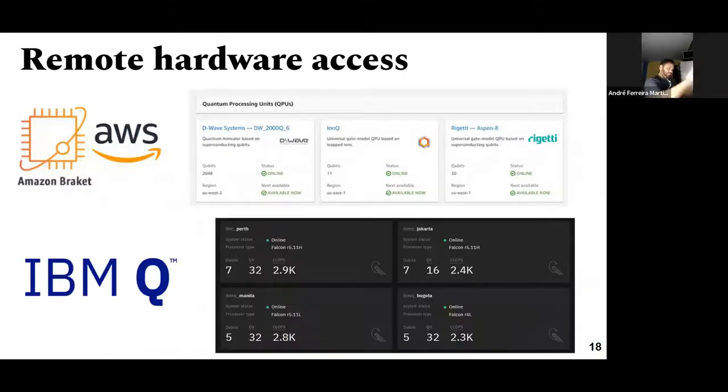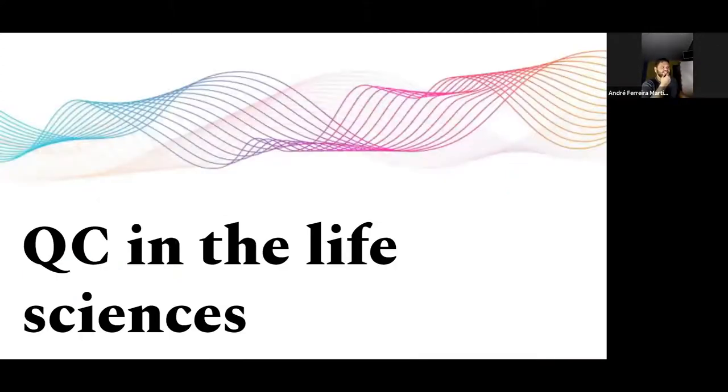And not only Braket, AWS has this service, but we can also access IBM's quantum computers. They have a lot of systems available for us, and we can even just sign up to their cloud services and send our jobs and access the machines as well. So that's really interesting, right? Although we are in the early stages, we can already access and experiment with all those machines.